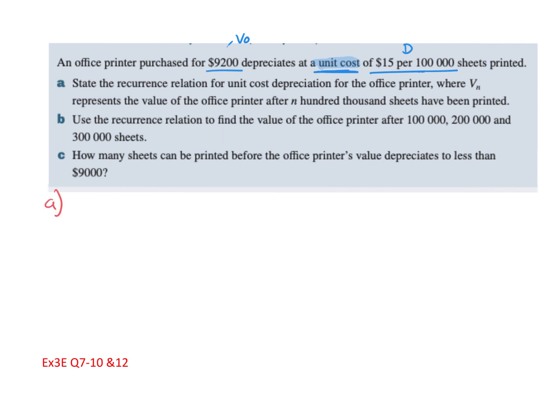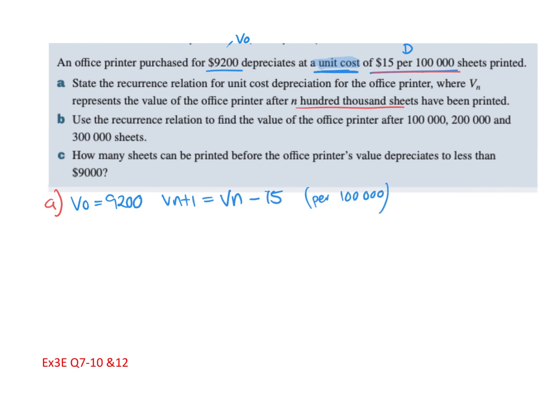Now it says A. State the recurrence relation for the unit cost depreciation for the office printer, where Vn represents the value of the printer after n hundred thousands. They're writing that here because they gave us the D like that. All right, so off we go. A recurrence relation means I have to state the V0, and then I have to state the n+1 rule, which would be Vn minus $15, because that's what the D is in this scenario.